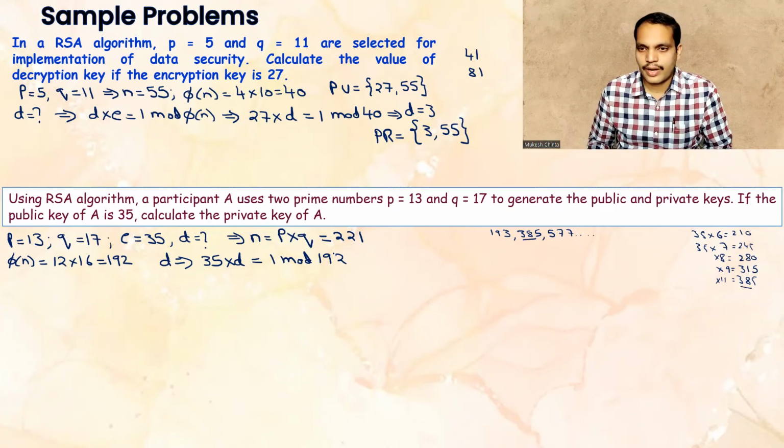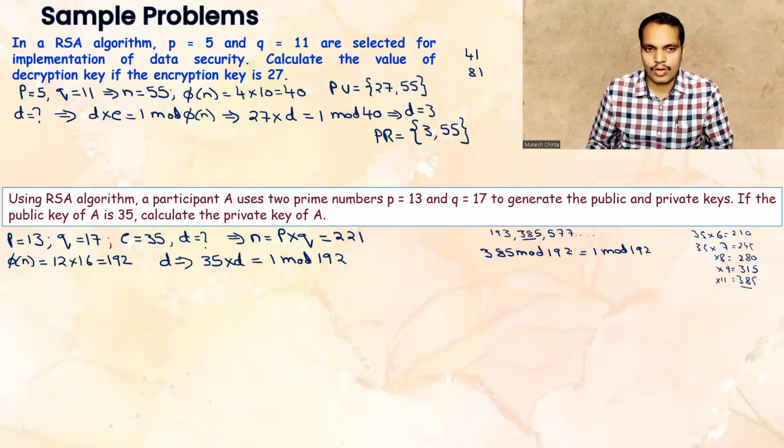So I can simply write that. That means 35 11s are 385. 385 mod 192 is equal to 1 mod 192, because we always write the remainder down. So for this purpose, I can simply say that the D value is calculated as 11.